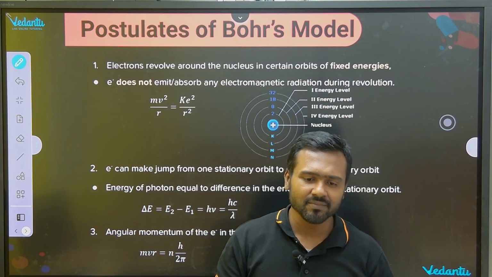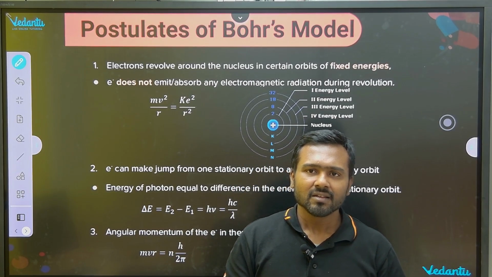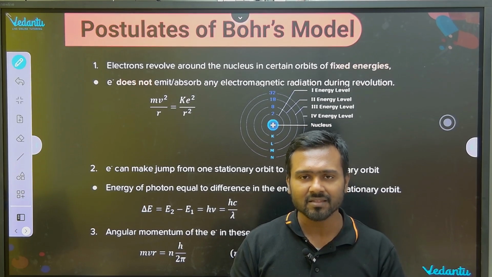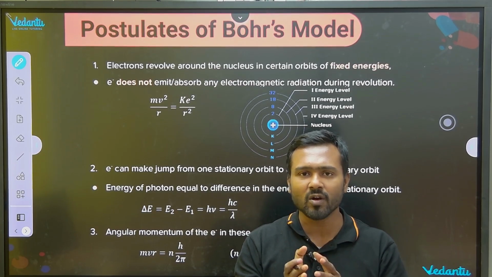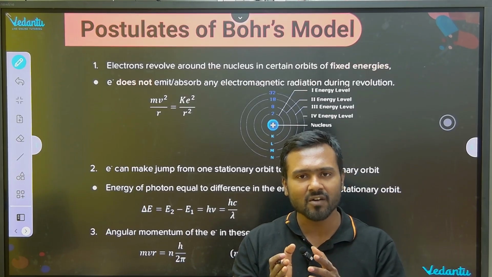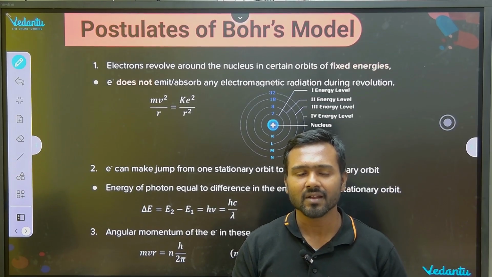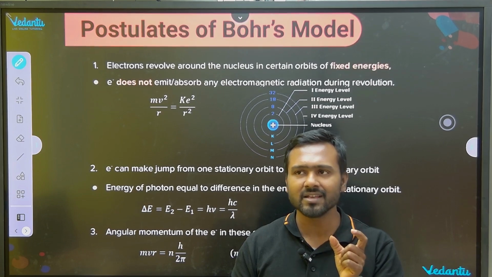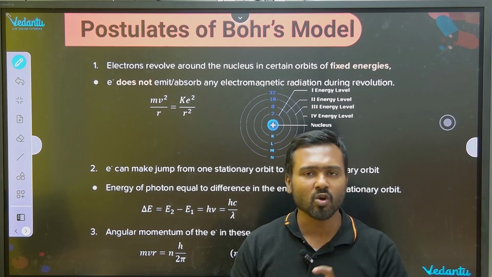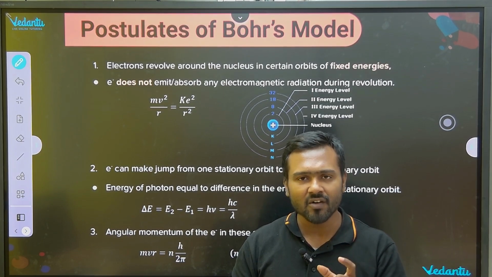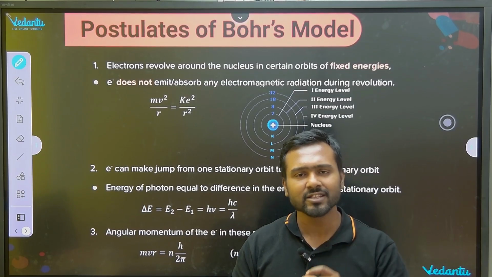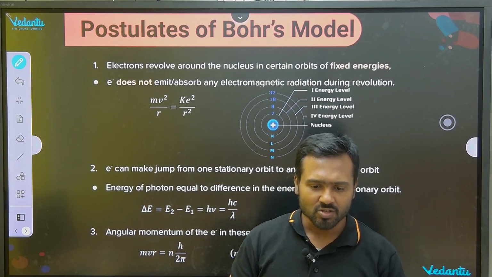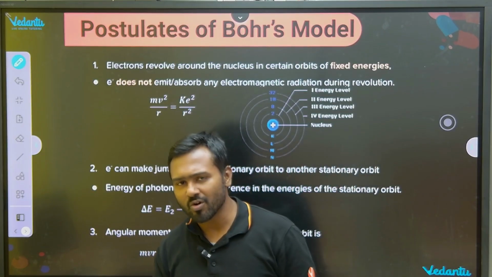And also he said the angular momentum of an electron revolving in a circular path is equal to integral multiples of h by 2 pi. That is, the angular momentum of the electron revolving in a particular orbit, mvr, is equal to nh by 2 pi, where n is an integer: 1, 2, 3, 4. So these are the postulates of Bohr.